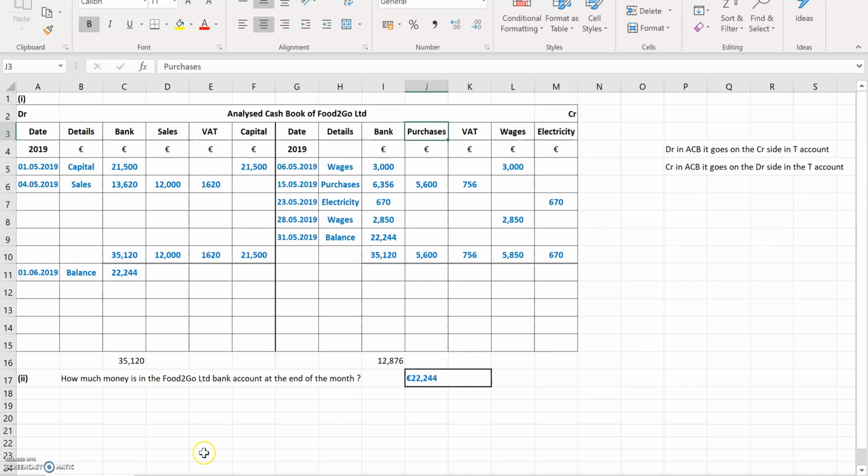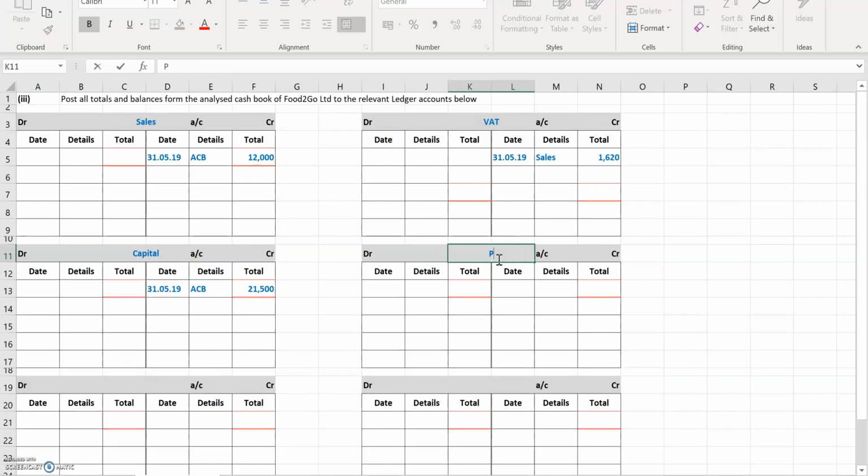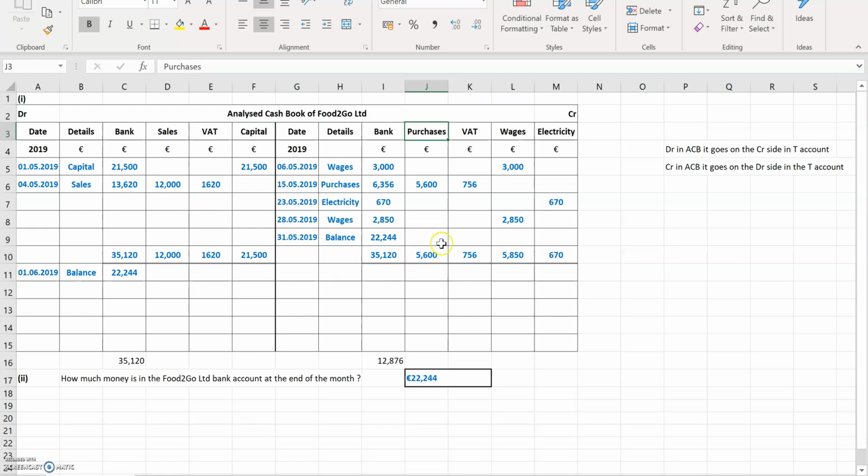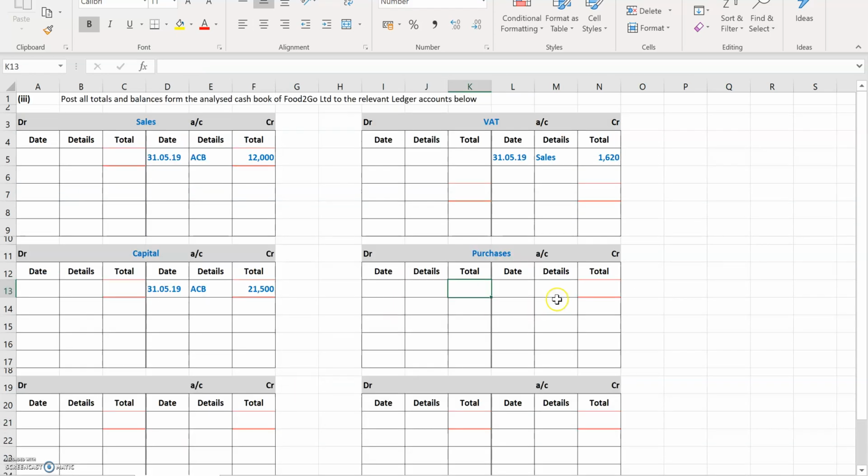So the first item we have is purchases. So we're going to call the account purchases. Remember, it goes on the debit side. So the purchases is 5,600. And it goes on the debit side, 5,600. The date then is going to be 31st of the 5th, 19. And where's it coming from? The analyzed cash book. Okay, so everything else is going to be analyzed cash book or cash or bank. So remember, if you're using cash, that it's cash that you're using for your details throughout. Or if it's bank that you're using for your details throughout. I'm going to use analyzed cash book. The only thing that's going to be different is the VAT.